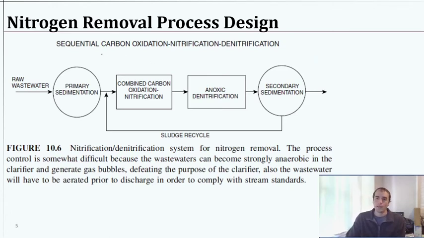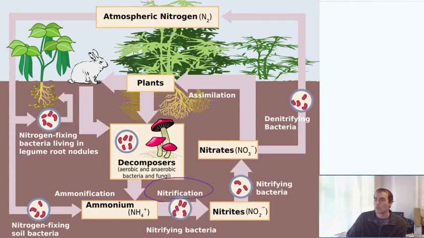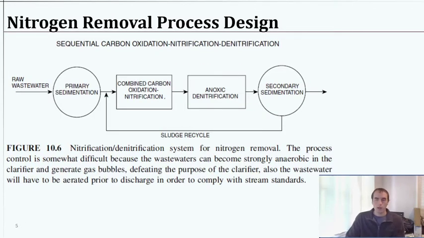So here we have a schematic, and instead of our typical primary sedimentation, then an activated sludge aeration basin, and then another sedimentation basin, here we're adding in an additional step. In this case, we have the carbon oxidation, so that's our typical aerated basin, but combining it with nitrification. So we're combining it with a step that is turning ammonia into nitrites, and then turning nitrites into nitrates. So combining our typical waste activated sludge with these two components. And to be honest, a typical waste activated sludge system can and will do both. Okay, so that's kind of what we normally have. But in addition, we add this anoxic denitrification.